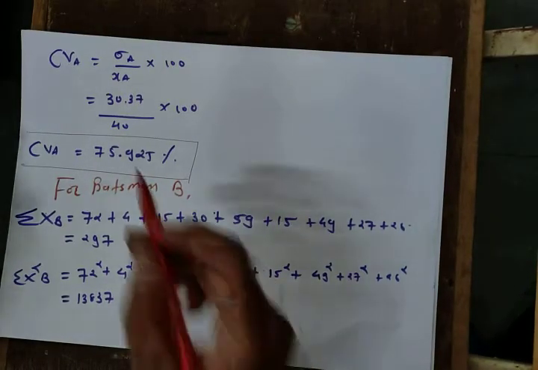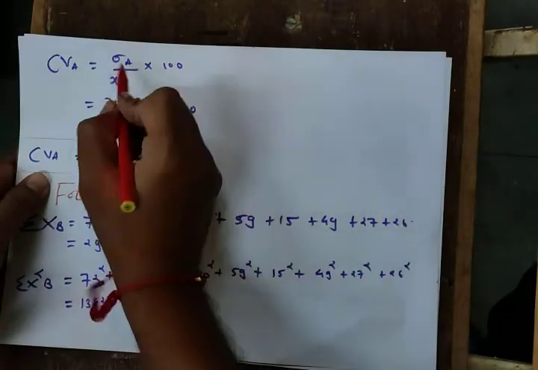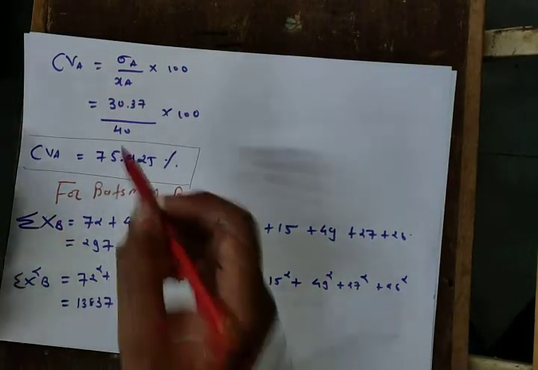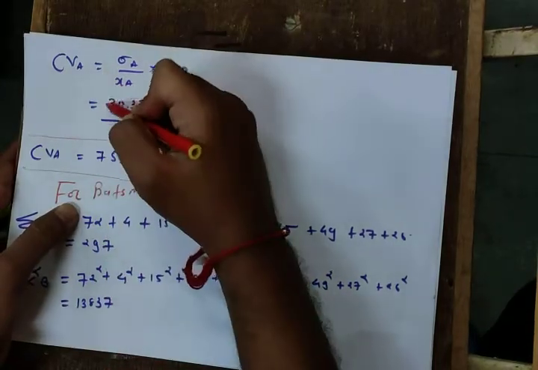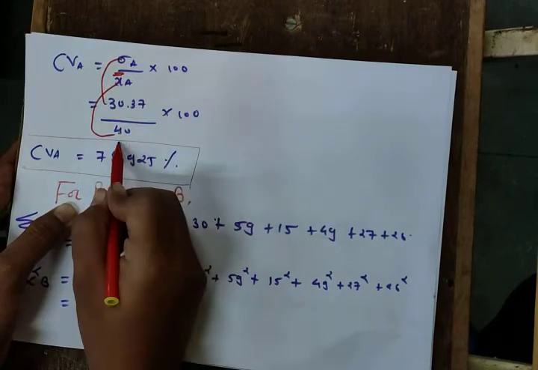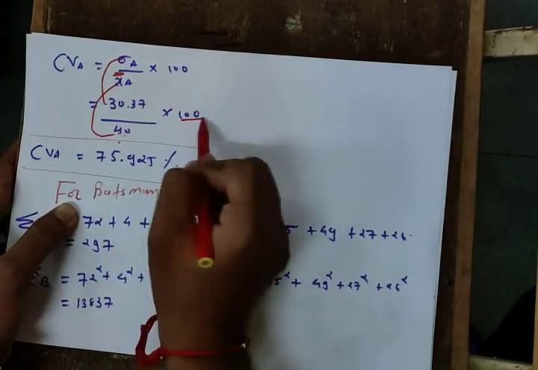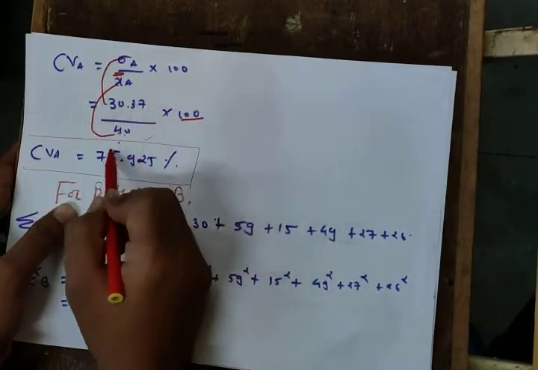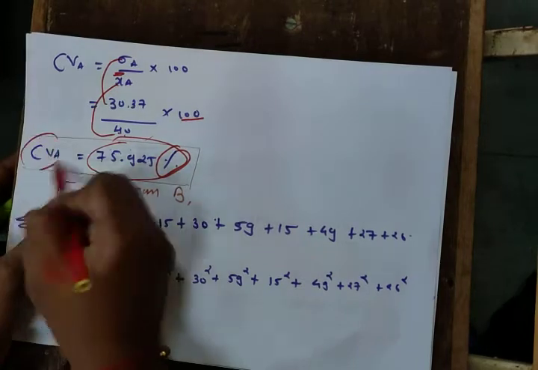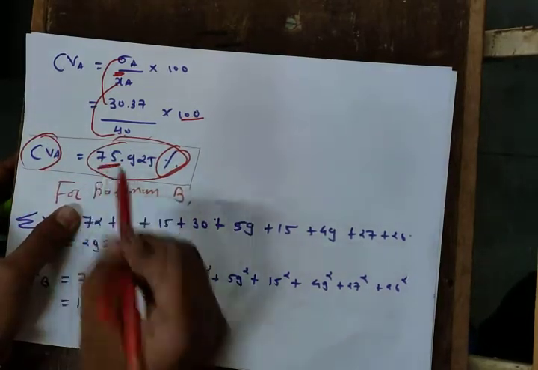Then I will calculate the coefficient of variation for A: sigma A upon x bar A into 100. I already have sigma A and x bar, so it is 30.37 upon 40 into 100. Simplifying this, I get the percentage: the coefficient of variation for batsman A is 75 percent.